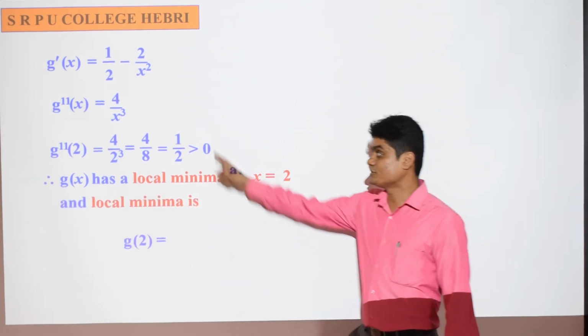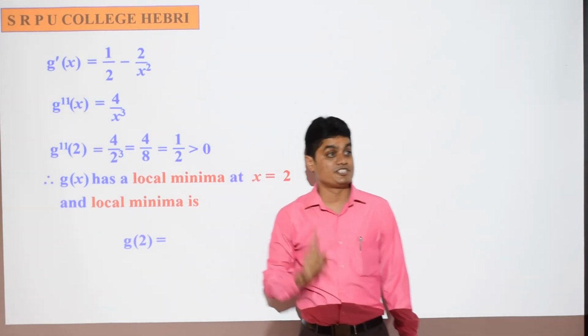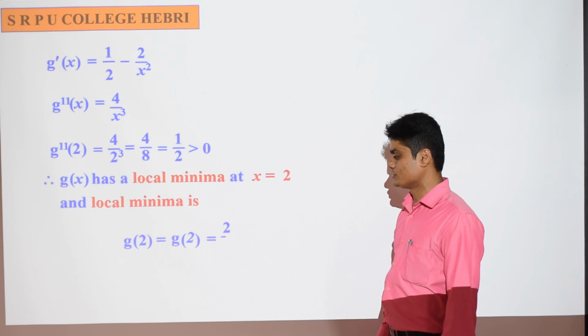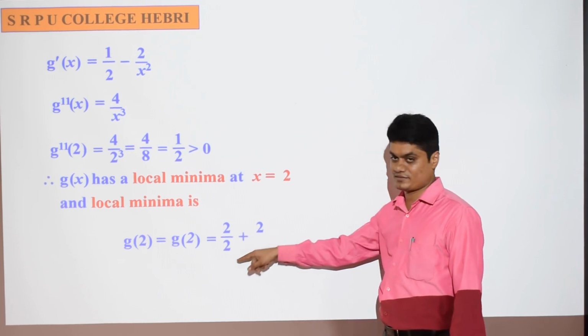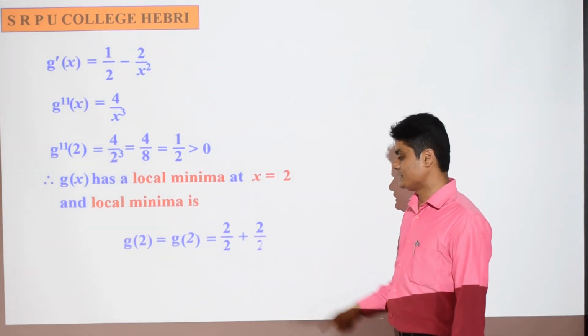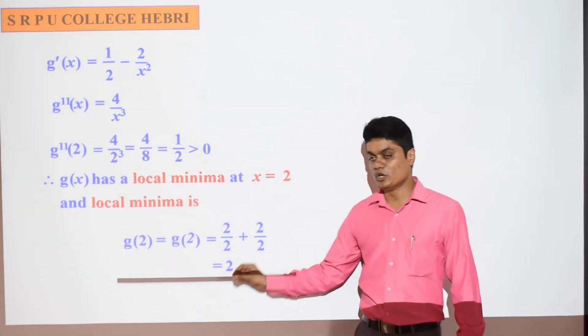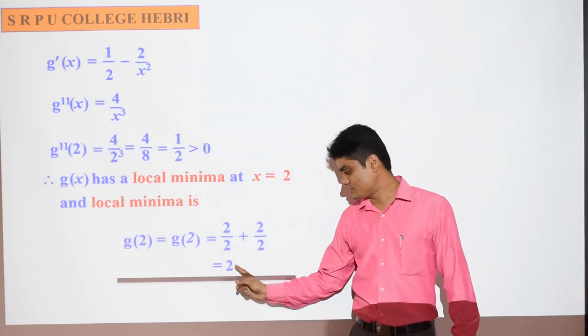Here substitute, this is not for both. Remember you have to substitute in g of x. So g of 2 is equal to 2 by x, 2 by 2. 2 by x is x equal to again 2 by 2. So it is 1 plus 1. Answer is 2. So local minimum of this function is 2.